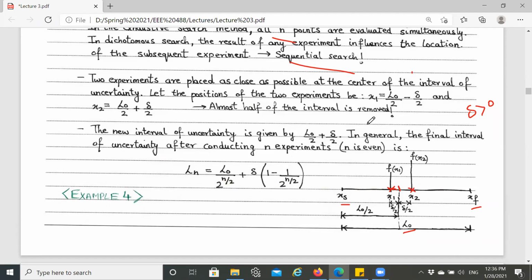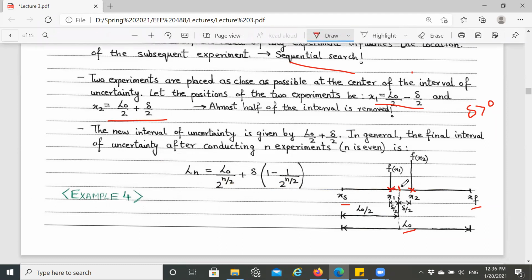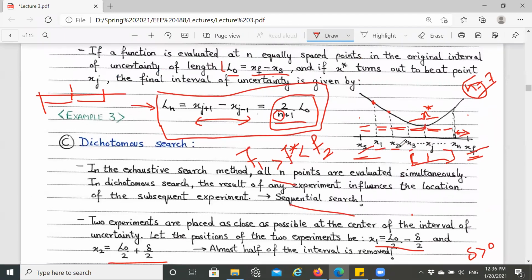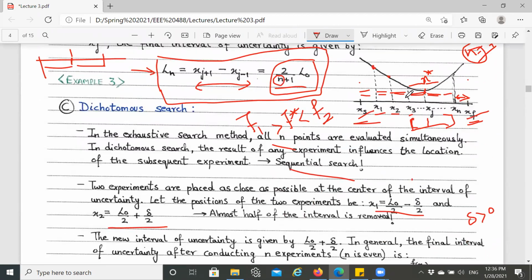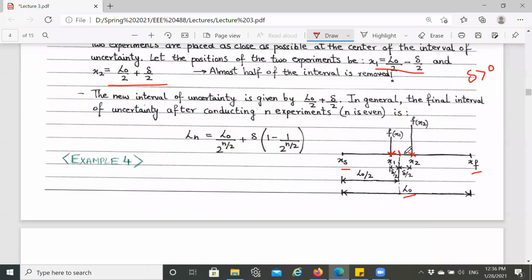So basically x1, your new point, would be L naught half minus delta half, and x2 would be L naught half plus delta half. By doing so, you now have 2 points, and you evaluate the function at these 2 points. The good thing about this compared to the previous method is that over there, you could only eliminate each smaller interval one by one. But over here, you can eliminate almost half the interval in every step.